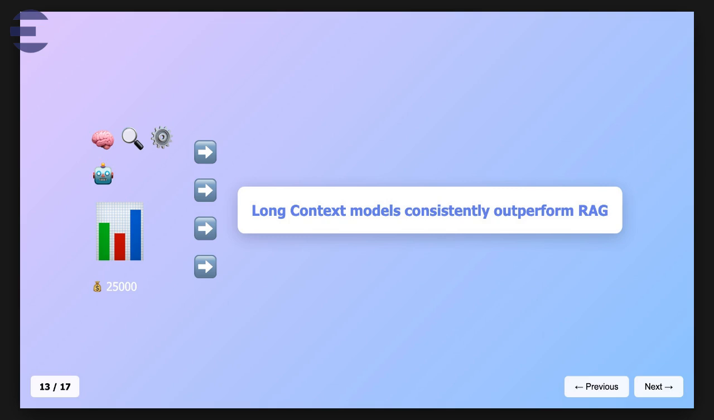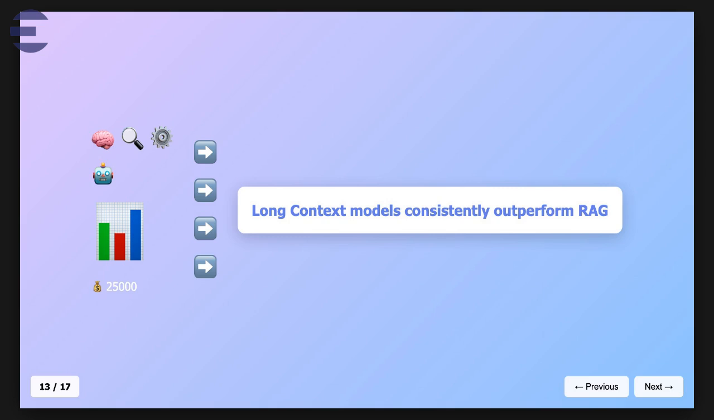Okay, so let's look at the data. At first glance, this chart seems to have a clear winner. The orange bars, those represent the long context models, and they consistently get the highest performance. They do better than retrieval augmented generation, or RAG, where the system fetches relevant info first, so it seems like just giving the model everything at once works best. Or does it? Well, that performance comes at a massive cost.